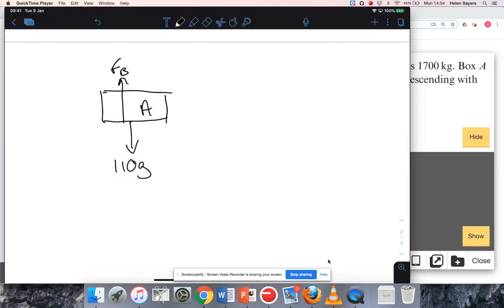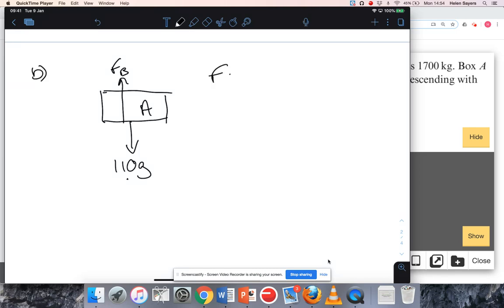Okay, so just something to show that there is a force acting on box A by box B. Because if the only force on box A was its weight, then it would be falling with an acceleration of 9.8 meters a second squared, and we know that it's falling with an acceleration of 1.8 meters a second squared. So there must be some force exerted by box B that's slowing it down. So this is part B.